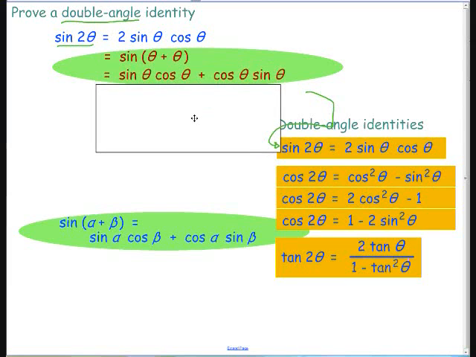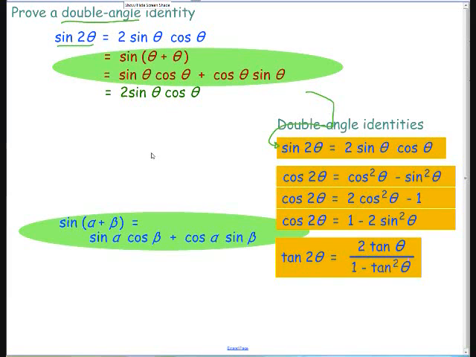So we write it out. And, of course, that is equal to, remember the commutative law applies with multiplication. So I could write this as sine theta cosine theta plus sine theta cosine theta, which is the same as 2 sine theta cosine theta. So there's a proof of the double angle identity using the sum identity.